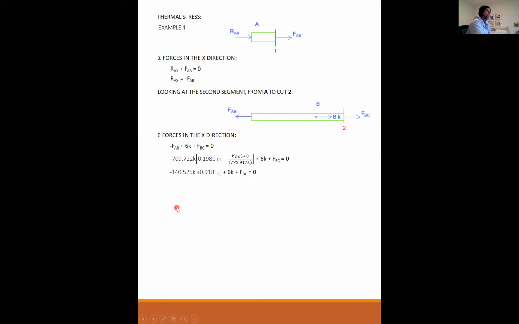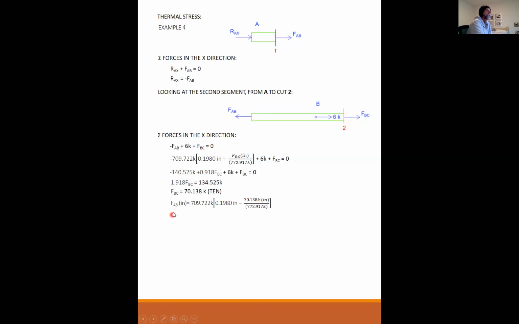And so I do a little arithmetic. I multiply this out, and I multiply this times that, and I have the 6 kips and the FBC, and then I consolidate. So 1.918 FBC is equal to 134.525 kips. So FBC is a positive 70.138 kips. See how that washed out? It's really kind of neat how this all washes out. This is a positive number, and it should be because we reduced the temperature, which causes tension. So this is the force in BC in tension.